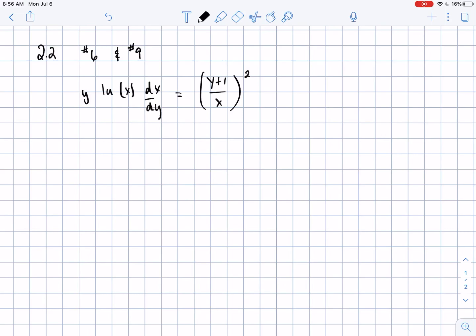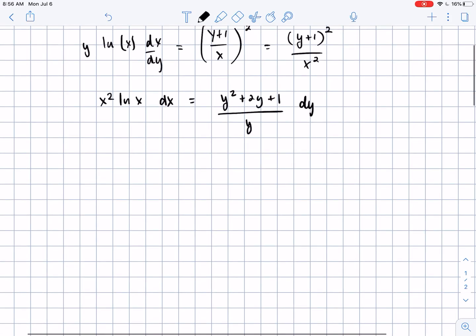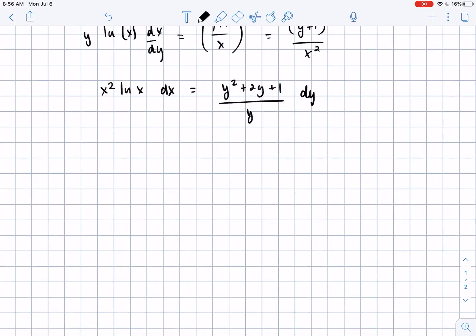Okay, so what I'll do here is let's just make this y plus 1 squared over x squared, and now I'm going to bring everything together. So let's do x squared ln x dx equals, I'm going to expand this, y squared plus 2y plus 1 over y dy. And now we could even simplify further on that right side: y plus 2 plus 1 over y dy. So now we can integrate both sides.